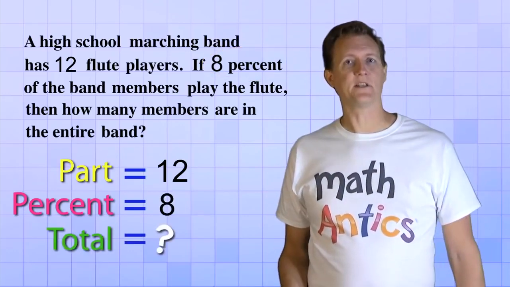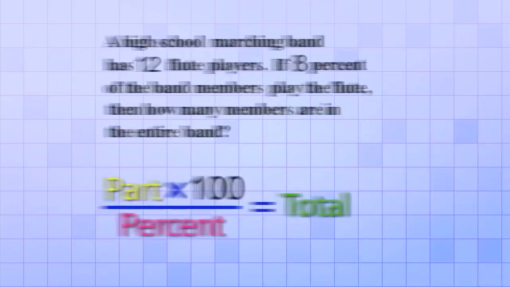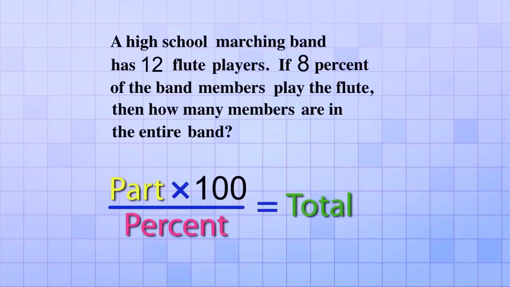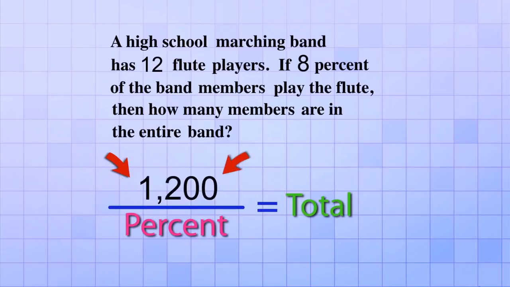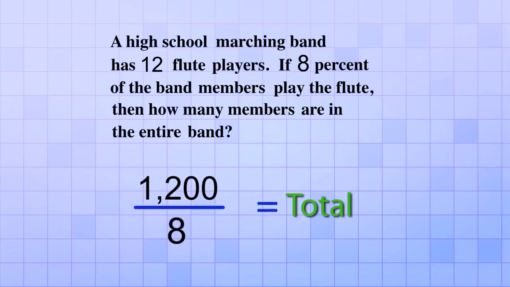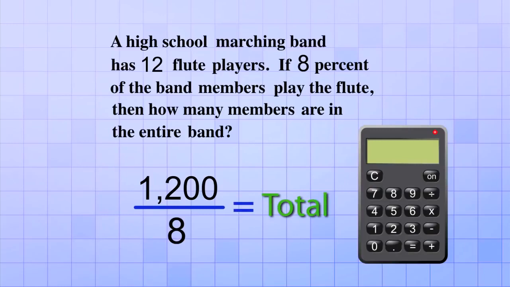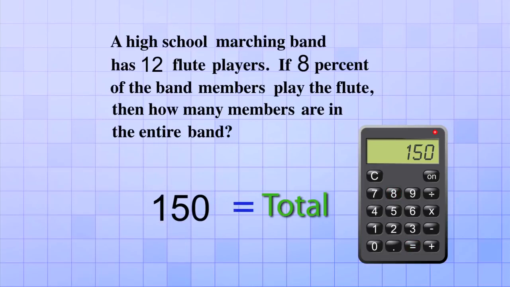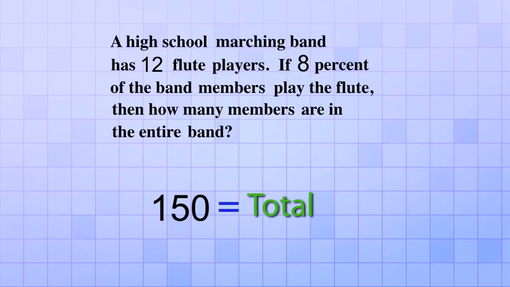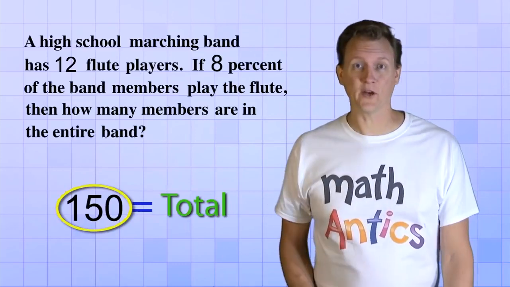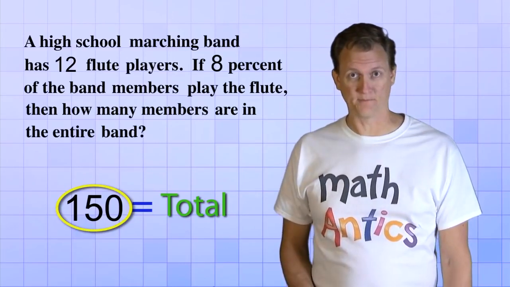And to find it, we just need to follow our two-step procedure. For step 1, we multiply the part by 100. 12 times 100 equals 1200. For step 2, we divide that 1200 by the percent, which is 8. This time I think I'll use a calculator to divide. 1200 divided by 8 equals 150. Great. That means that the total number of band members is 150. And again, you can always check your answer the way we did in the last example.